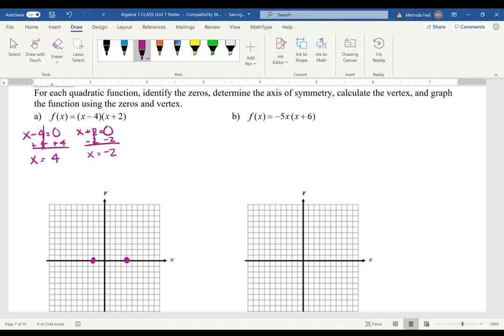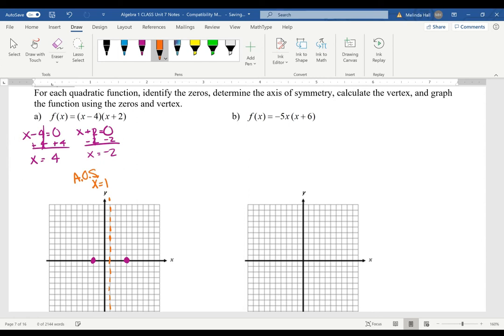Okay? Now, to determine the axis of symmetry, remember, these things get cut in half, which means if you have two zeros, you can just find the middle of them, which would be right here at x equals 1. Okay, so your axis of symmetry is x equals 1.